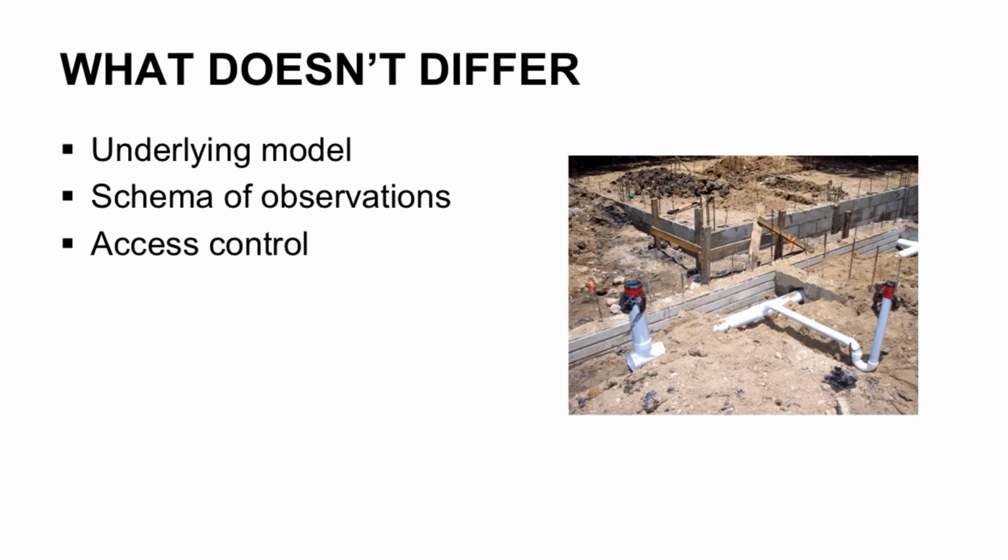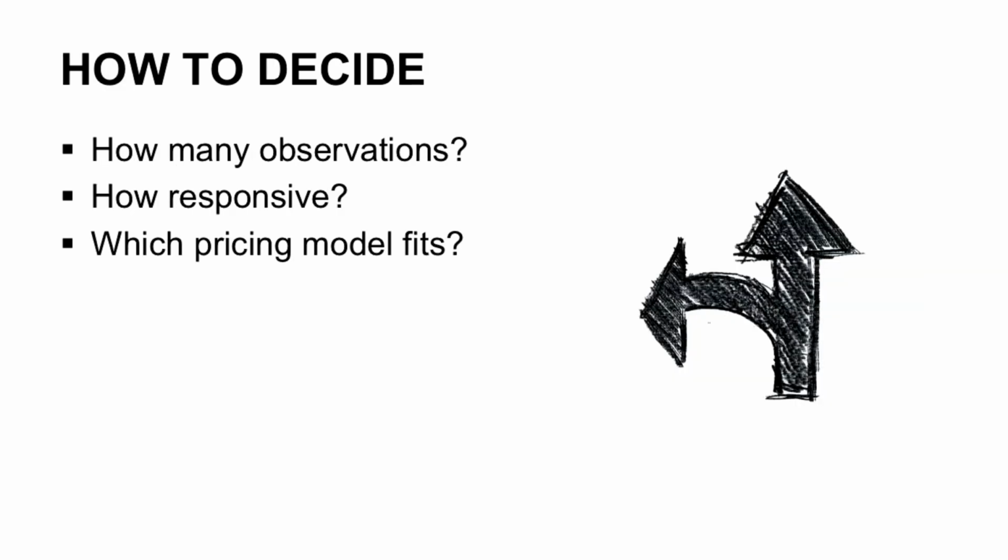Access to both are also controlled by IAM, which is Amazon's service for controlling access to all of their APIs. So how do you decide between batch and real-time prediction? There are a number of things that can help you pick one or the other. The first is how many observations you have to process. Do you have one?